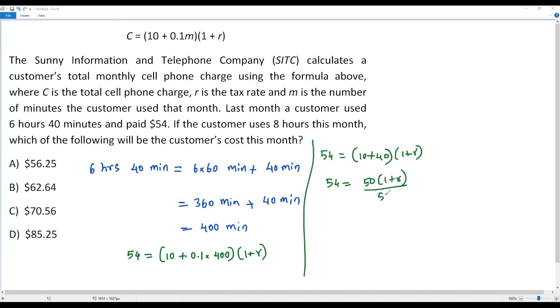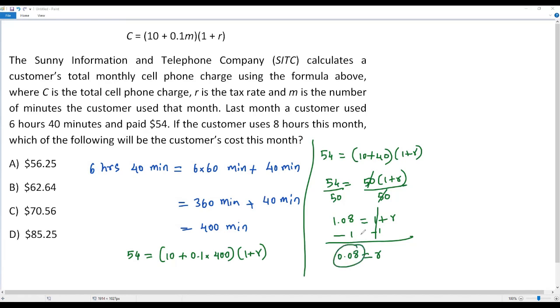We can divide both sides of this equation by 50. When I do so, this 50 will cancel out. Let me divide 54 by 50. When I divide 54 by 50, I'm getting 1.08 equals 1 plus R. Let me subtract 1 from both sides of this equation. This plus and minus will cancel out. When I simplify the left side, I'm getting 0.08 equals R. Here I got the tax rate, that is 0.08. In terms of percentage, it will be 8% if I convert this decimal to a percentage.